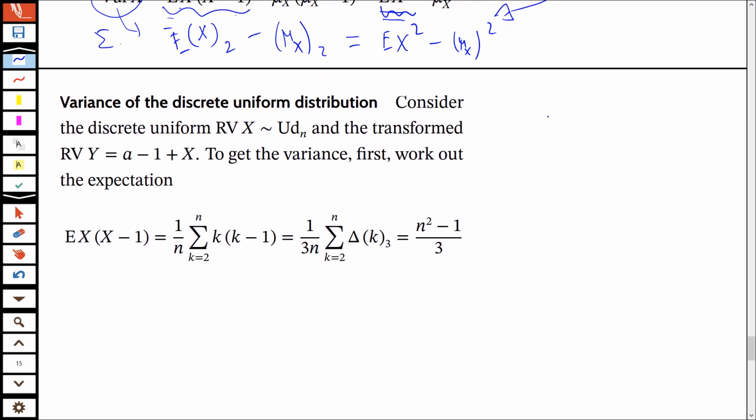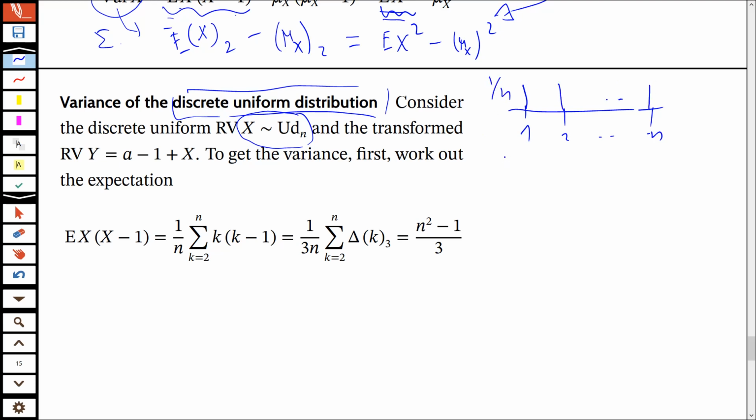So let us try the variance of a uniform discrete distribution. Uniform distribution is written this way. This n reminds you that I have values 1 up to n, and they all have the same probability, 1 over n, and I want to know the variance of x.